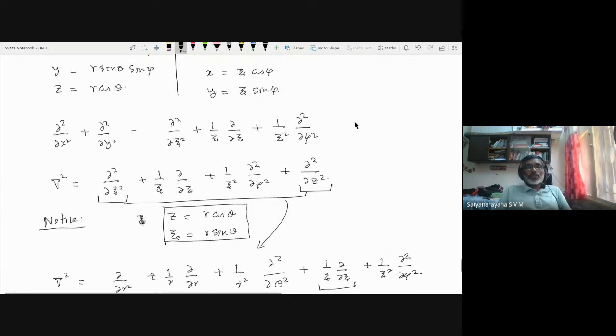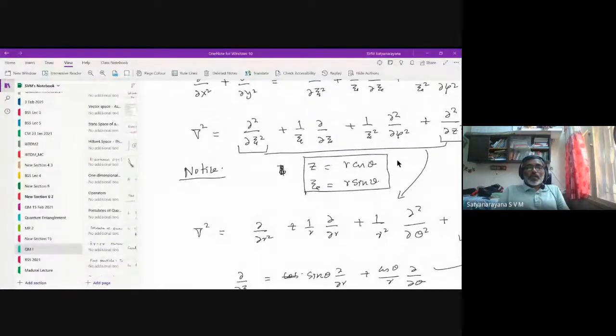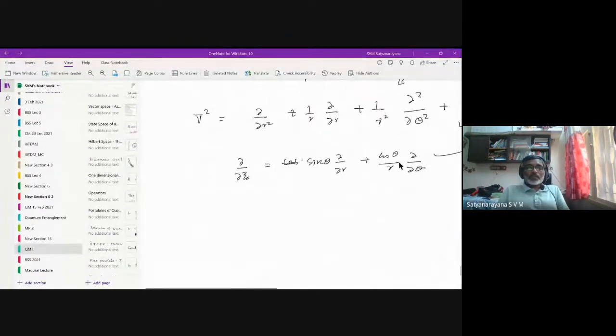So we'll continue to use this expression in the next class to solve problems of spherical symmetry, but you try to complete this derivation from here. Okay, so I will stop here. If you have any questions.